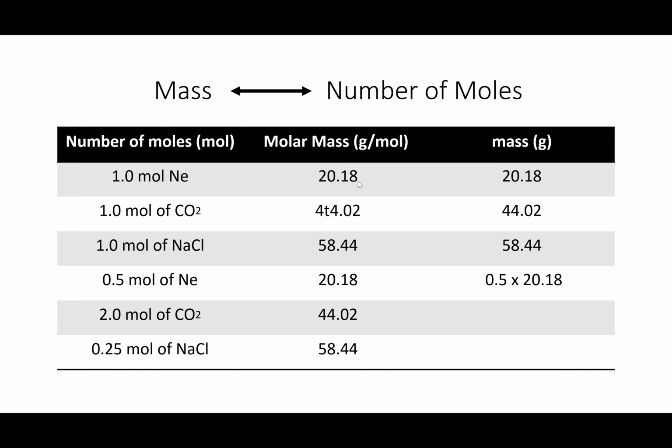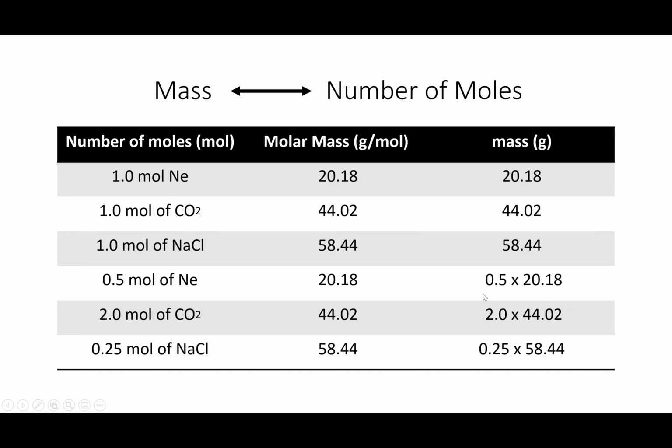If I have 2 moles of CO2, or if I want to obtain 2 moles of CO2, I'm going to need twice its molar mass. So I'm going to take 2 times the molar mass of carbon dioxide. And lastly, if I have 0.25 moles of sodium chloride, I'm going to need 0.25 of 58.44. The reason I'm not doing the math here is that you will finish the problem and do the math and report your answer to the correct number of significant digits.